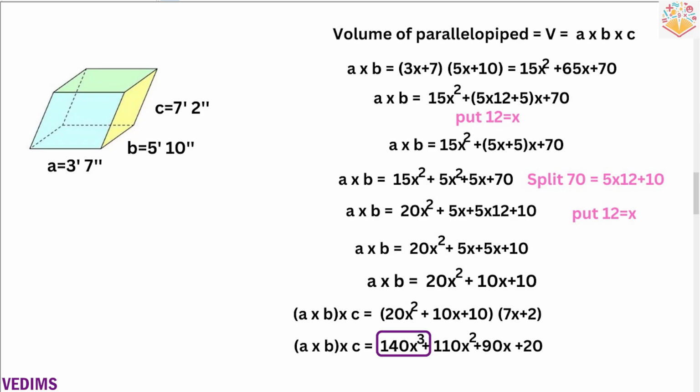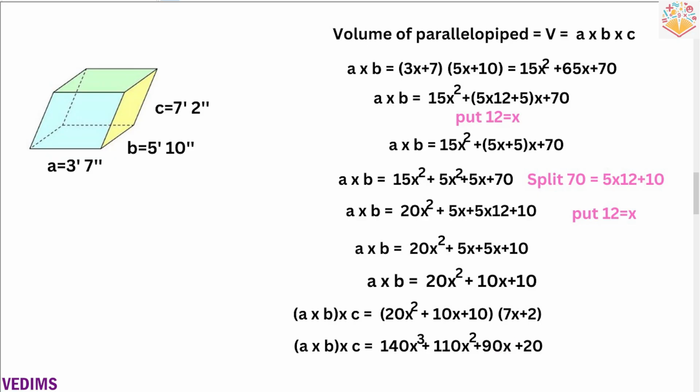7 20s are 140x cube. 20x square into 2 is 40x square. Then 10x into 7x becomes 70x square. 40x square plus 70x square becomes 110x square. I have added them and directly written. Now multiply with x. 10x into 2 becomes 20x and 7x into 10 becomes 70x. Adding them you get 90x.